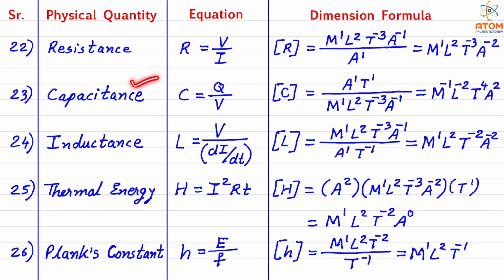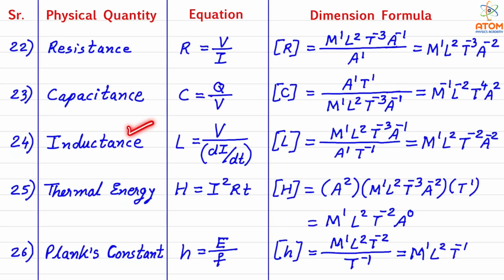Then comes capacitance. You have not studied this yet, you will learn it in 12th standard, but you have to remember this equation. C is equal to Q by V, that is charge upon potential. This is charge, so the dimension formula is A1 T1, and this is V, that is the potential, so the dimension formula is M1 L2 T-3 A-1. Solving this, we will get M-1 L-2 T4 A2.